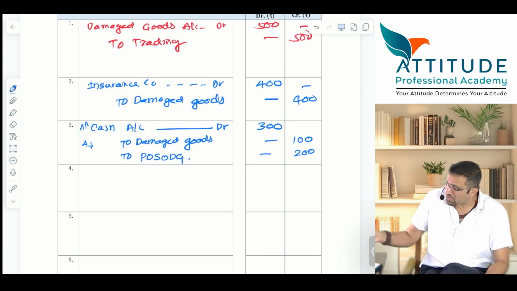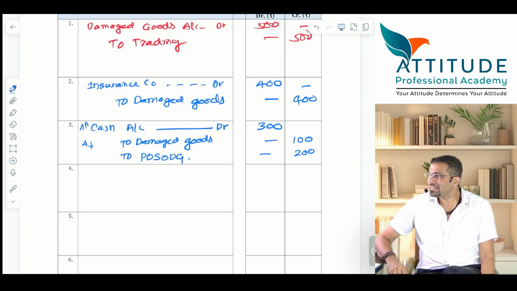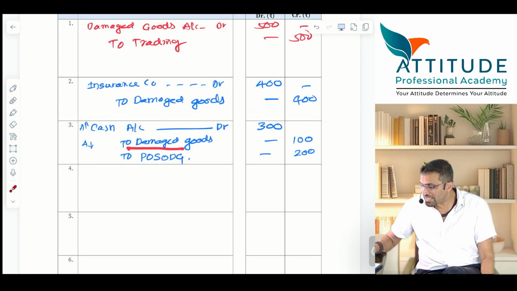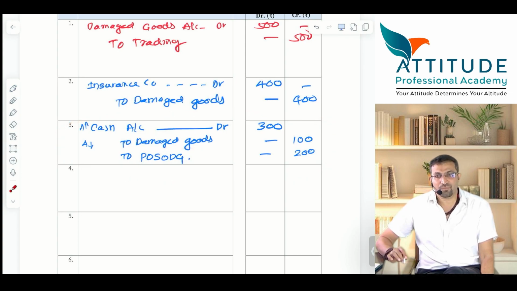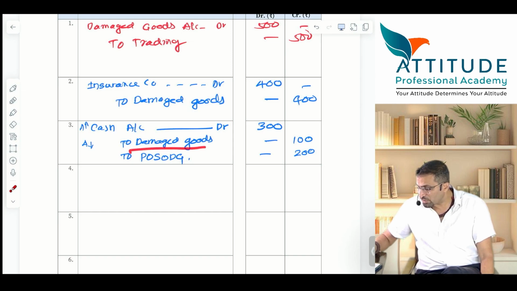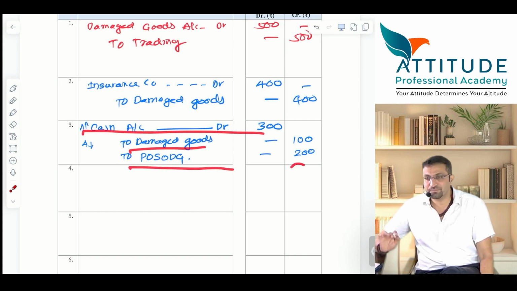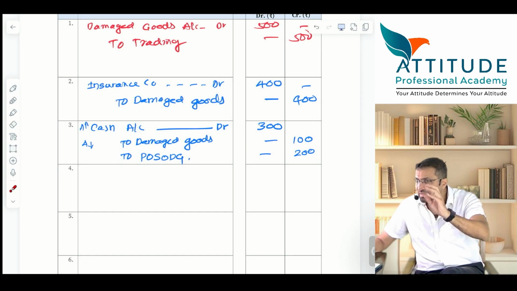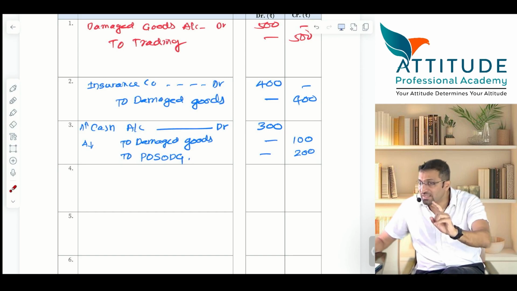There are various ways of putting these entries. That also I'll tell you how it has to be put. Now, this is a very, very important thing. How are you going to post this entry in damaged goods? Because in damaged goods, you will show this also. I'll tell you how to show it. Okay? This is something new for everyone. Hear it carefully and concentrate.